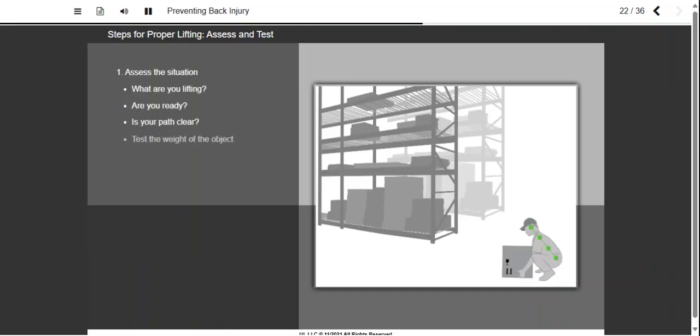The next step is to test the weight of the object to see if you are able to lift it correctly. If the object is too heavy, get help or use a mechanical device. If you find that you frequently need help to lift, talk to your supervisor about obtaining mechanical lifting devices, such as a forklift or pallet jack.